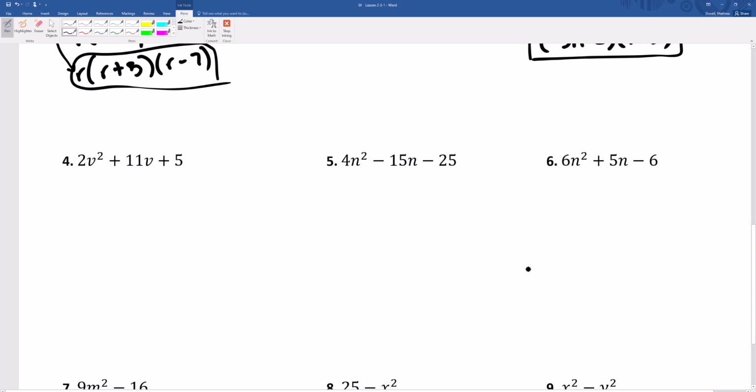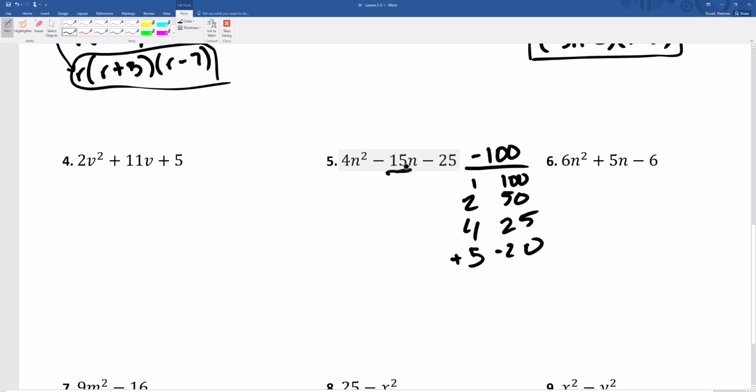Number 5. 4 times negative 25 is negative 100, so I have to look at the factors of that. So 1 and 100, 2 and 50, 3, no, 4 and 25, no, 5 and 20. There we go, so positive 5 and negative 20. So I can break apart that minus 15n into those factors there. So 4n squared plus 5n minus 20n minus 25.